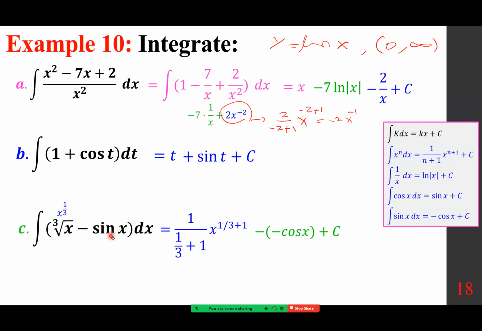You might say, well, I know that if it's negative sign, then it becomes positive cosine. I'll change it to positive. That's absolutely fine. So we were using this one on this last one. Now, of course, 1/3 and 1, they add up to 4/3. 1 over 4/3 is 3/4. So x to the power of 4/3. And x to the power of 4/3, you can write it as a cube root of x to the power of.